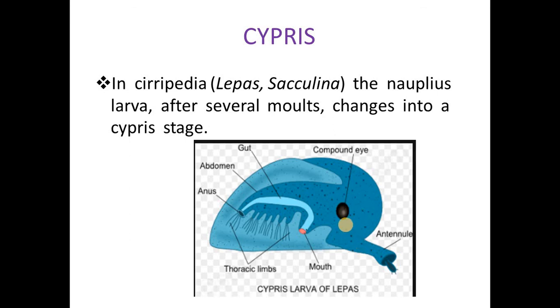It possesses a pair of compound eyes. This is the compound eye in addition to the median eye. The thorax bears six pairs of biramous thoracic appendages. Abdomen is 4 to 5 segmented and ends in a caudal fork. The larval stage lasts from 4 days to 10 or 12 weeks in different species. It then settles down on the bottom, attaches by its antennules, aided by the cement glands, and metamorphoses into adult.